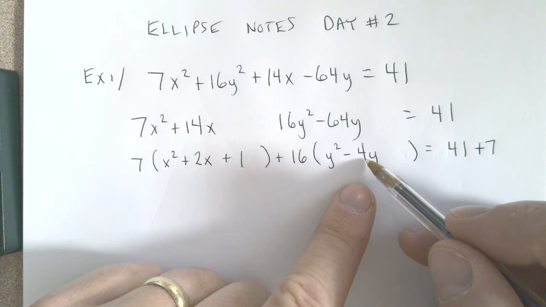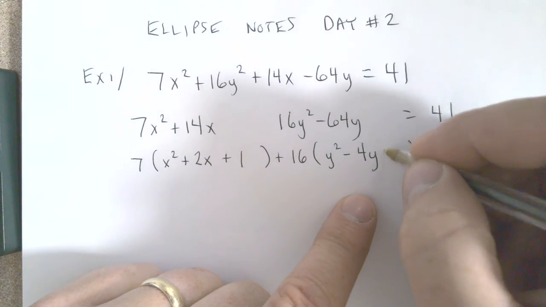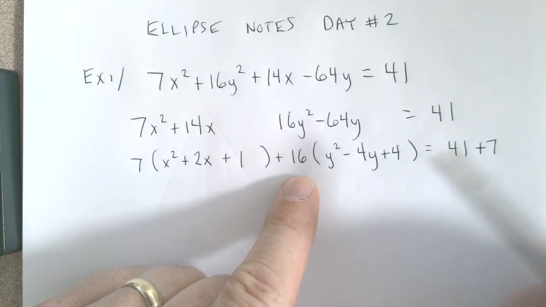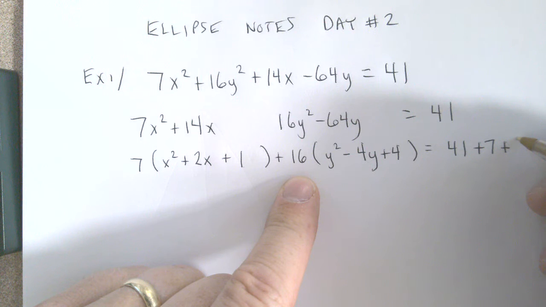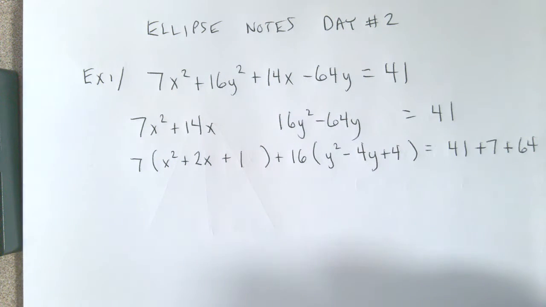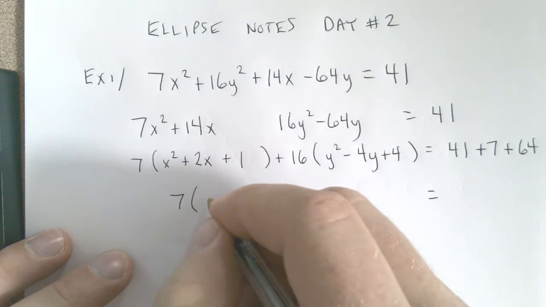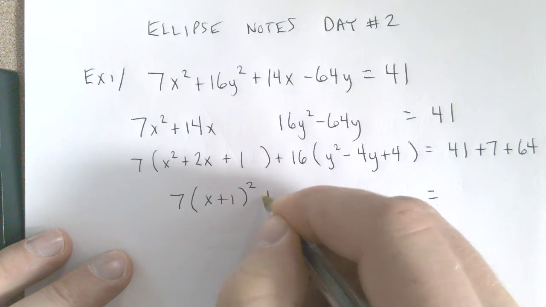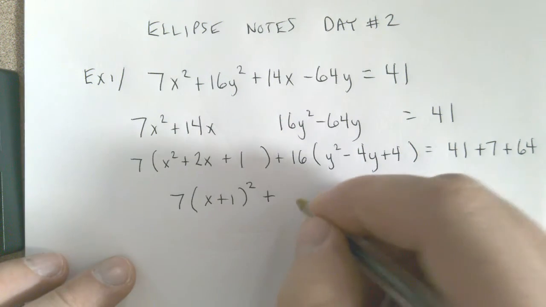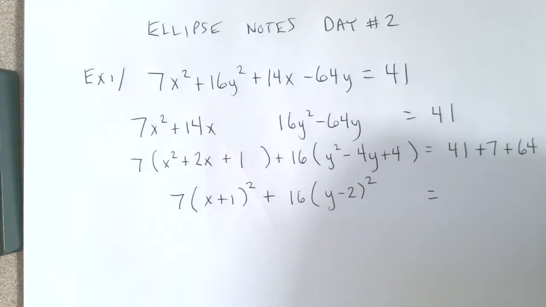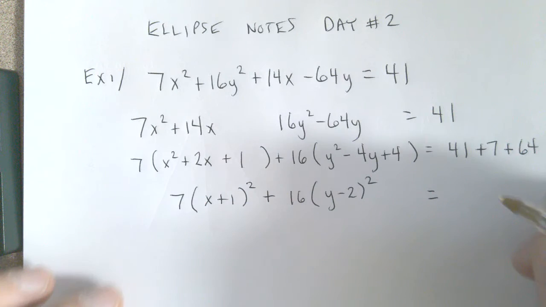When I complete the square with the y, half of 4 is 2. 2 squared is 4. So in this case, I'm not just adding 4, I'm actually adding 4 times 16, which is 64. Now, I'm going to go ahead and do some condensing here. This becomes 7 times x plus 1 squared plus 16 times y minus 2 squared. If I add 64 plus 7, that gives me 112 total.